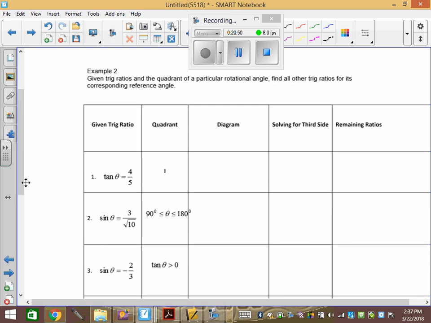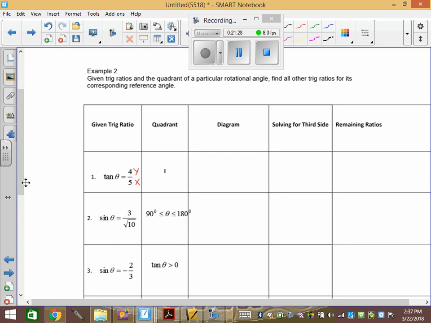Here it says, given trig ratios and the quadrant of a particular rotation angle, find all the other trig ratios. We're not going to find all the other ones. We're going to find 2 for each, and I will pick them. But tan is what? Tan, your y over x. If ever I ask you for trig ratios, you need y, x, and r. At the very minimal, you need 2 of the 3, depending on what trig ratio I'm asking you for, correct? So if I give you anything and I ask for a trig ratio, you need to get me somehow y, x, or r, right? So here they gave me x and y.